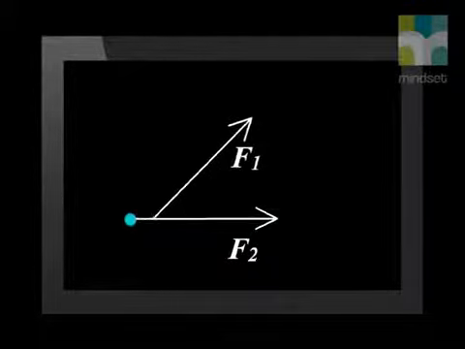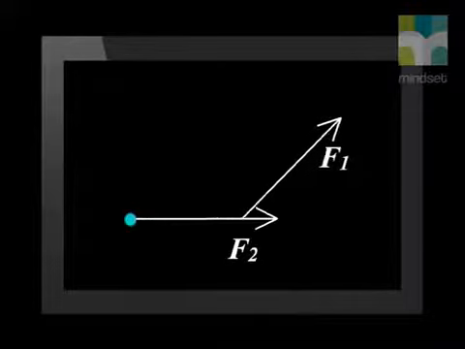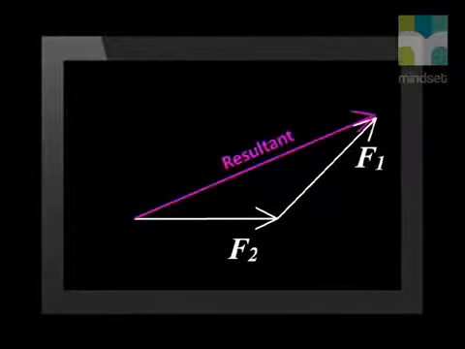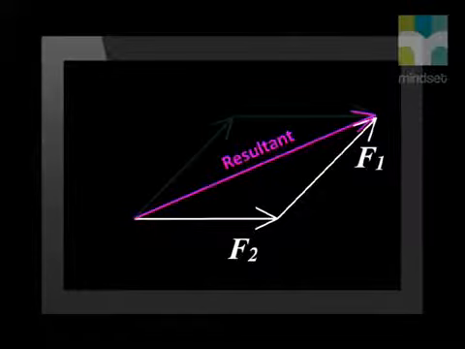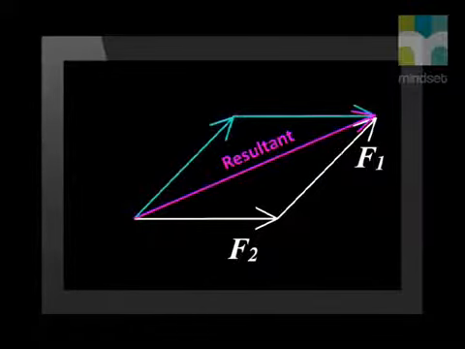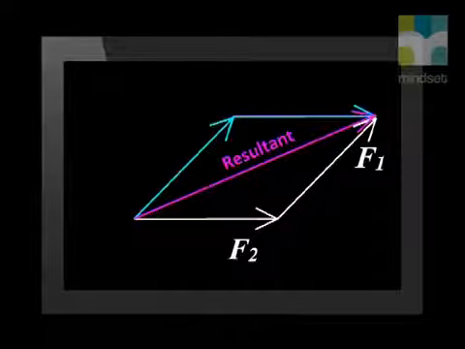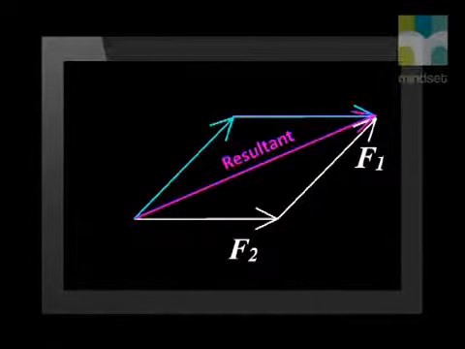We can move vector F1 sideways, parallel to itself. We are not changing the direction or the length of vector F1. The resultant force that is marked R is the force we get when both F1 and F2 act on the object.